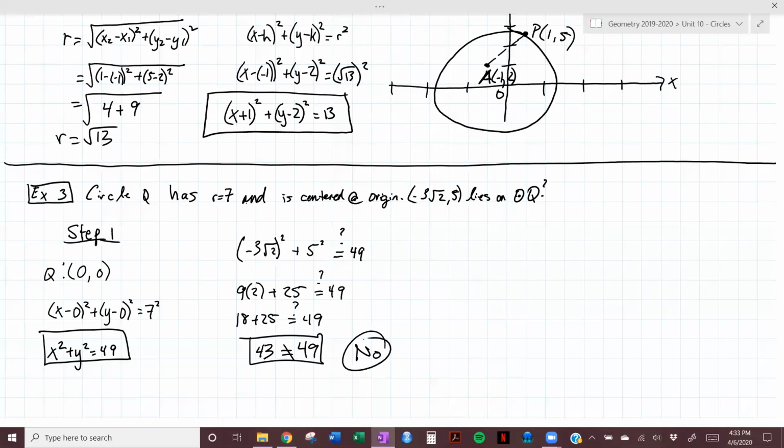That is pretty much what your lesson is. There are 2 different steps. If you're writing the equation, step 1, find your radius. Step 2, write your equation. If you're trying to find whether a certain point lies on the circle, step 1, get your equation. Step 2, test your point. That's pretty much it. 9.3 is pretty straightforward.